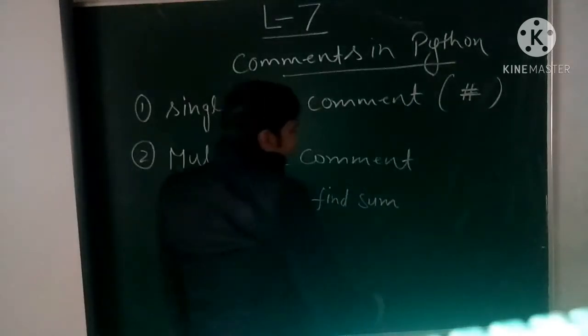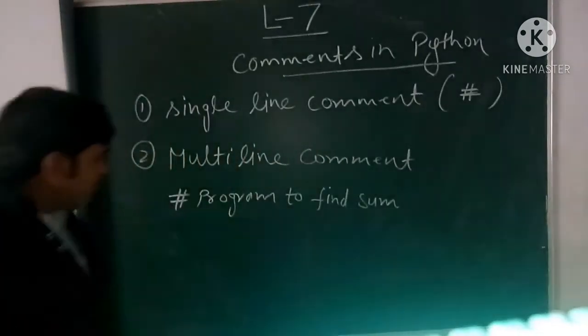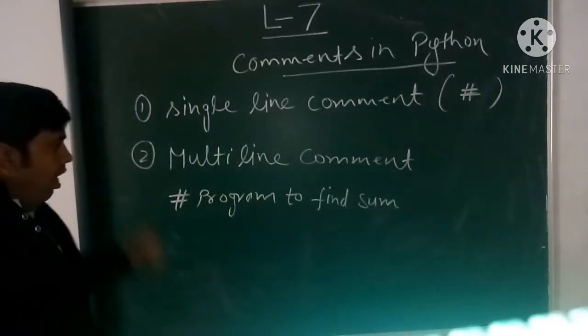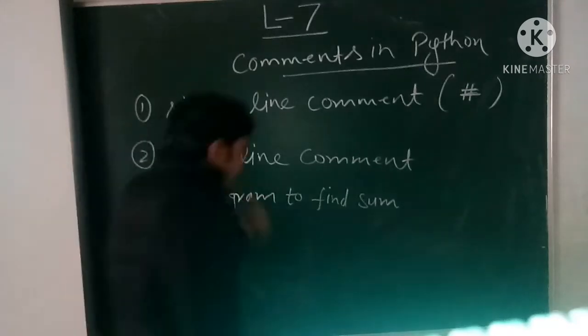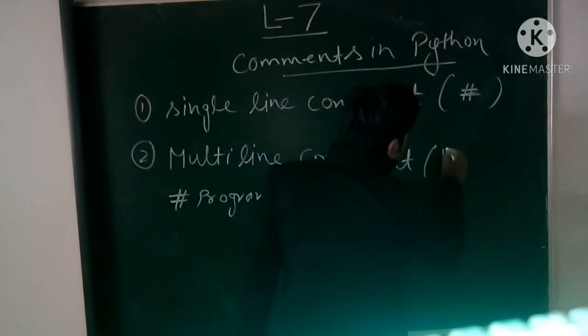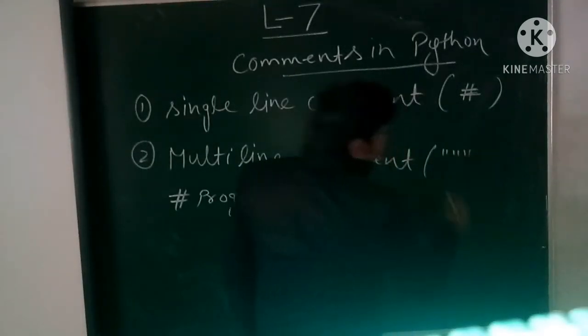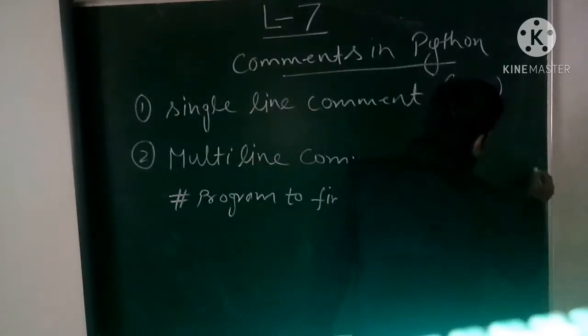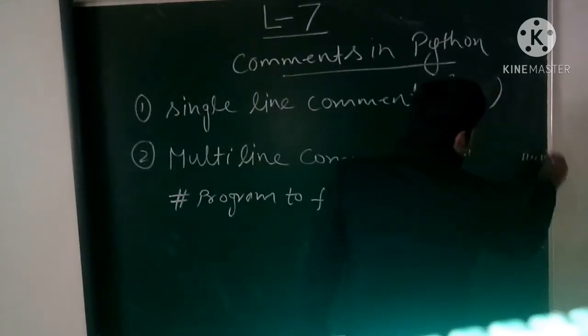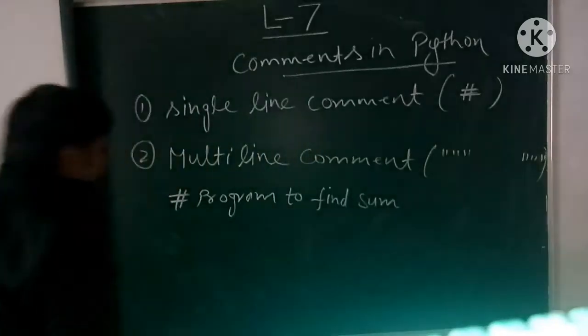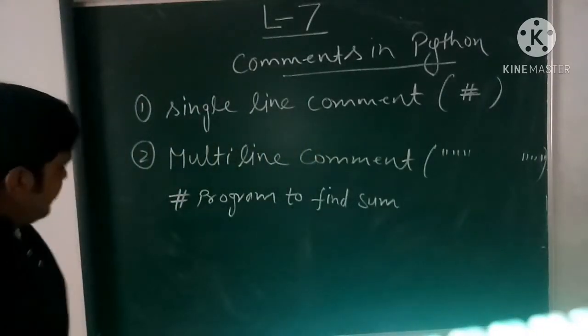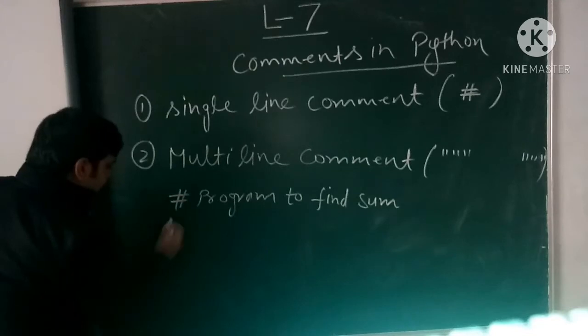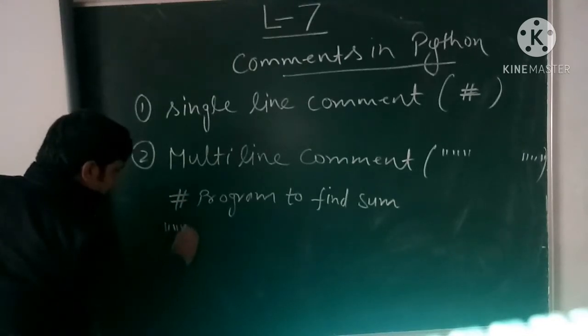But if you want to write a multiple comment which contains more than one line, in that case use triple quote mark at the beginning and close it also by the triple quote mark. For example, suppose if you want to write a multi-line comment, so I will write triple quote marks.